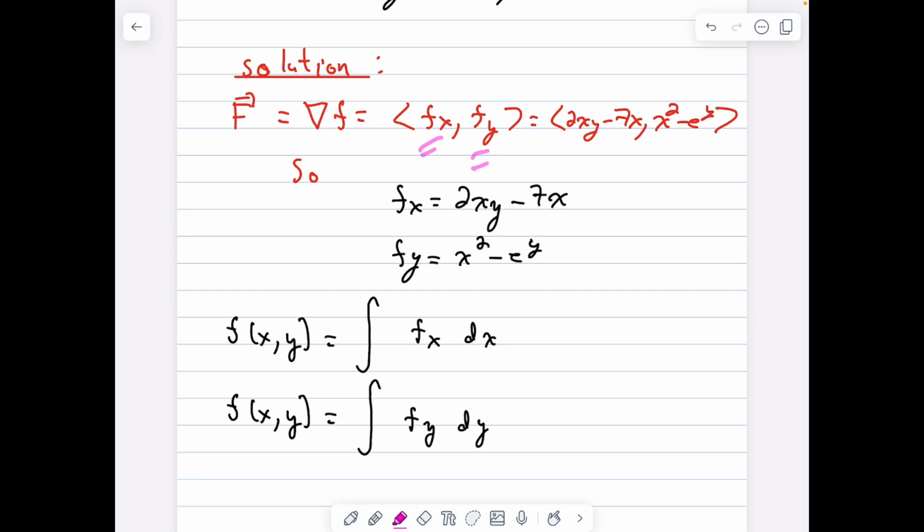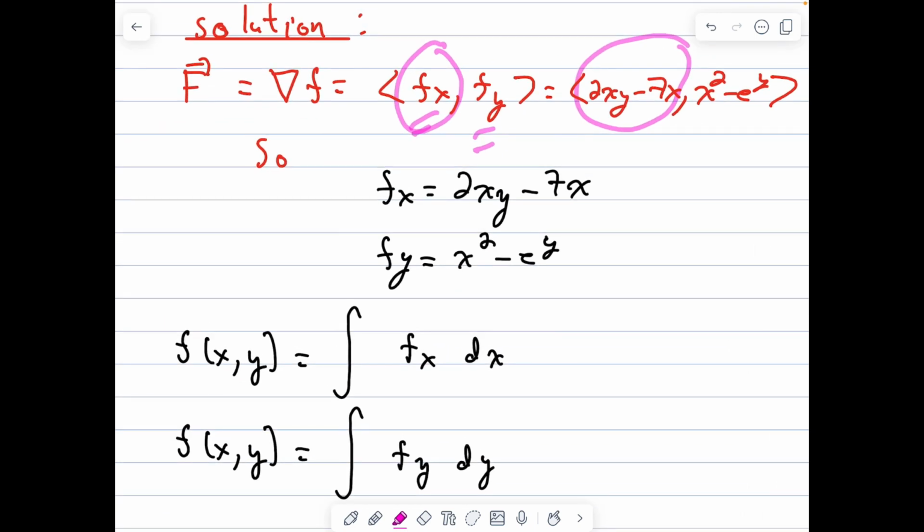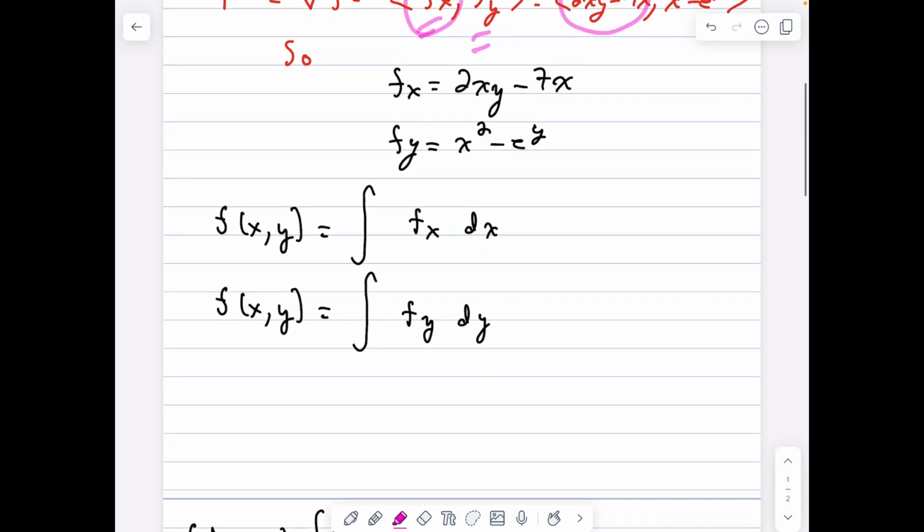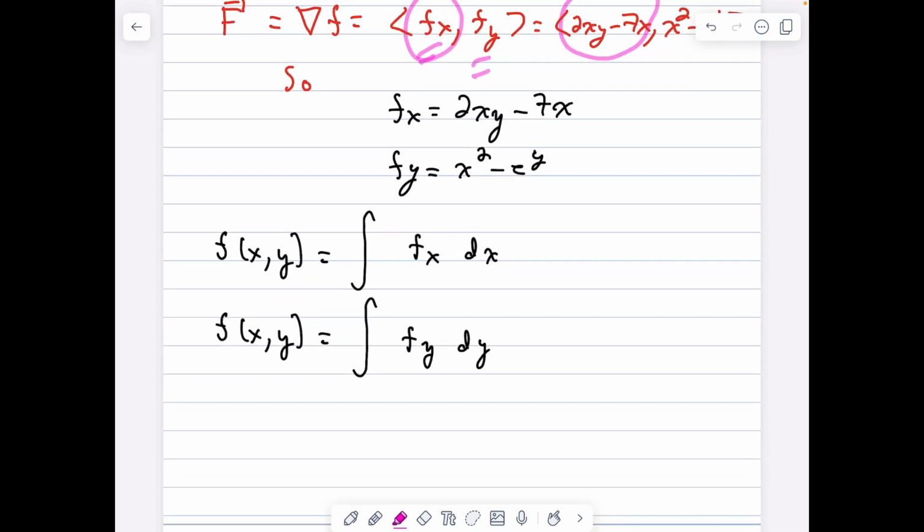And if you told me this gradient has to equal the vector field capital F, then it's got to be the case that each component equals the corresponding component. So fx has to equal the x component, 2xy - 7x, and fy has to equal the y component, x^2 - e^y. That must occur because that's what it means for two vectors to be equal: their components are equal to each other. So the question is, from here, how do I get f of x, y, the potential function?